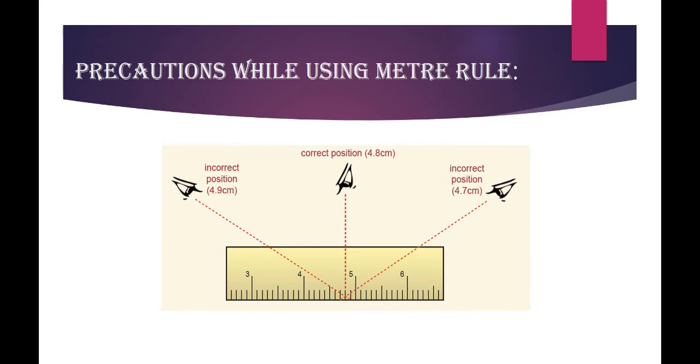Precautions should be taken while measuring with a meter rule. While measuring length or distance between 2 points, the eye must be vertically above the reading point. The reading becomes doubtful if the eye is either to the right or left of the reading point.